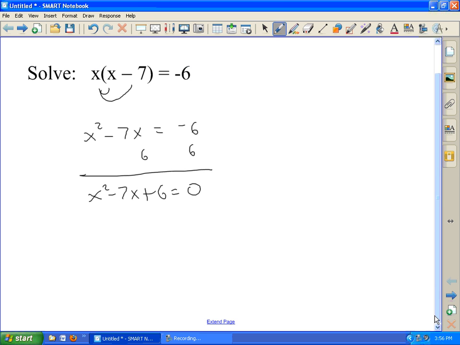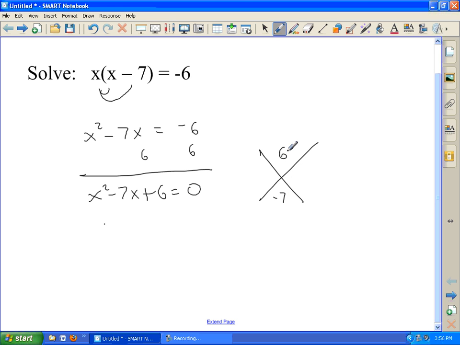So now that I have it set equal to 0, I can use the zero product rule, which means if I can get factors on the left-hand side, I can set each factor equal to 0 and solve for x. So in order to factor the left-hand side, we're going to use our regular diamond method with a positive 6 on top and a -7 on the bottom.